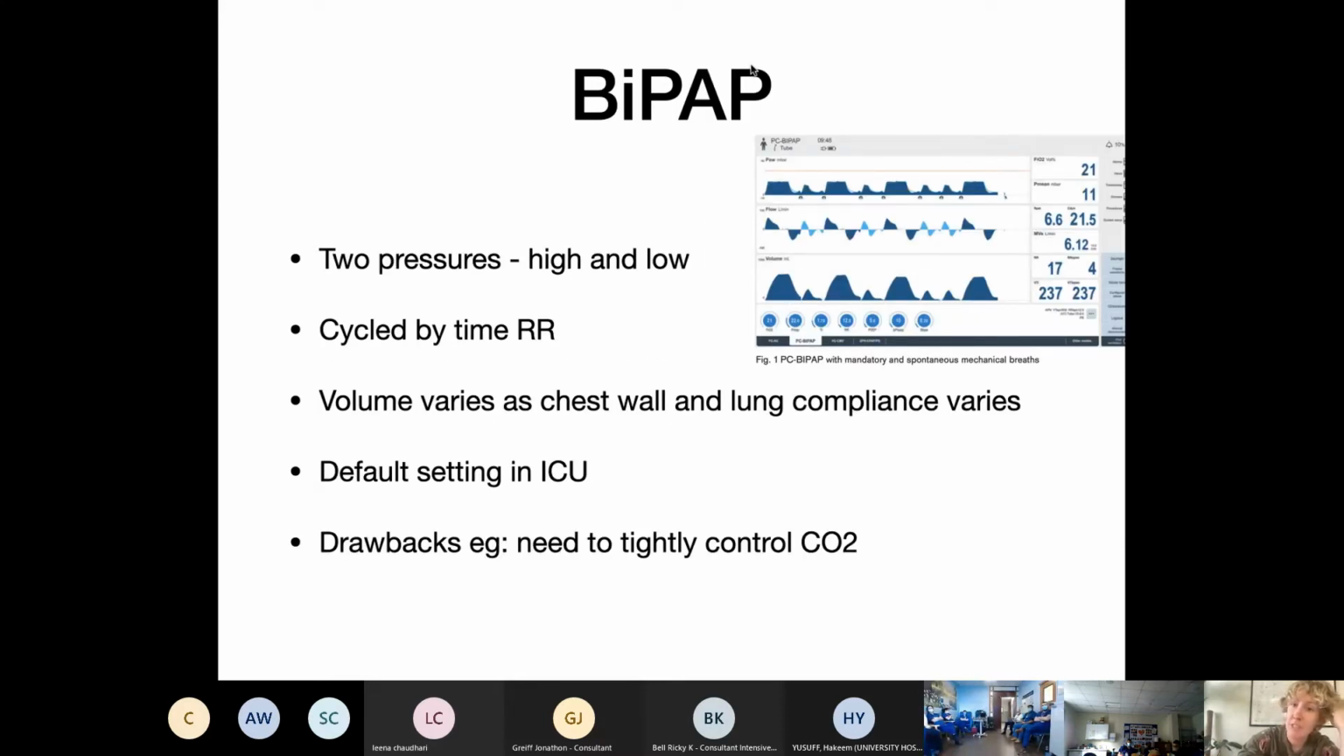BiPAP: two pressures, high and low, cycled by time. Volume varies, so your tidal volume is going to vary as your chest wall and lung compliance vary. It's pretty much, I would say, our default setting on intensive care at the Royal. But a drawback is that if you need to tightly control your CO2, for instance in somebody where you're trying to instigate some neuroprotective measures, it may not provide you with enough tight control because of the variation in the chest wall and lung compliance, as I mentioned.